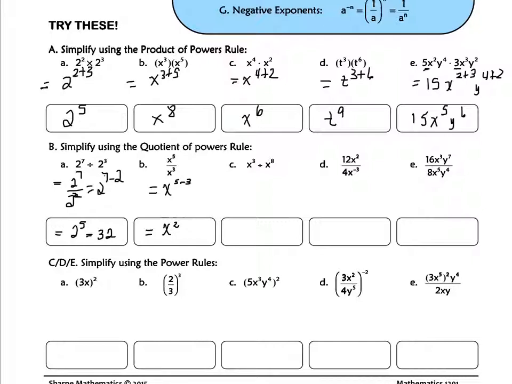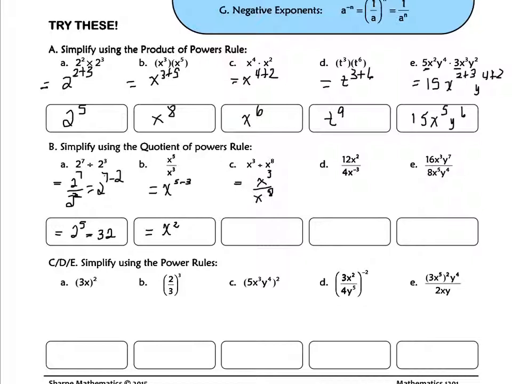Or you can think of it as cancelling, like those 3 x's in the bottom can cancel out the 3 x's in the top, leaving you with x squared. And this one, I prefer to write it as a quotient. You can use the subtraction rule if you want, but again, I like to look at these ones as cancelling out. I always make silly mistakes when I'm subtracting exponents.